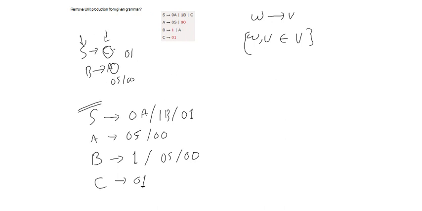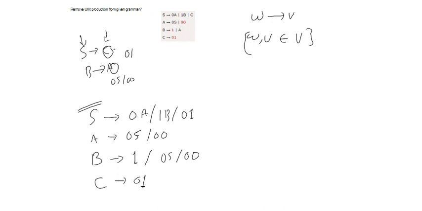To eliminate a unit production, we look at the non-terminal appearing on the right hand side. One example is simply C. We are not removing C, we replace C with its production rule. What is the production rule for C? C implies 0, 1. So instead of C, you write 0, 1 there. The first production rule will become S implies 0A slash 1B slash 0, 1.